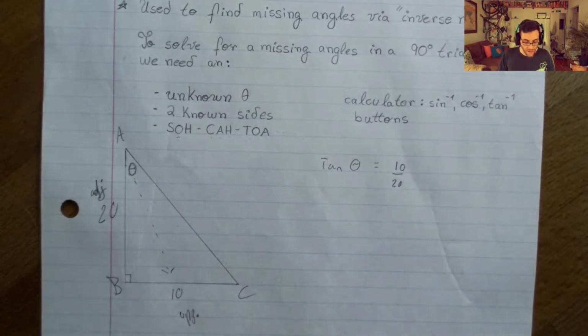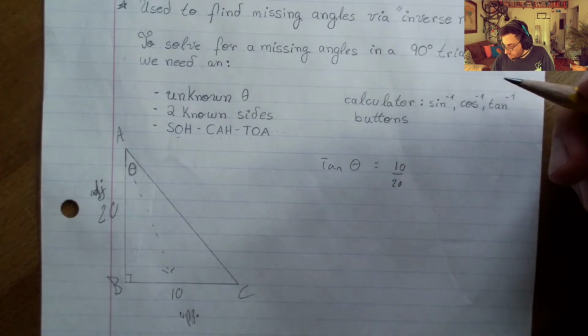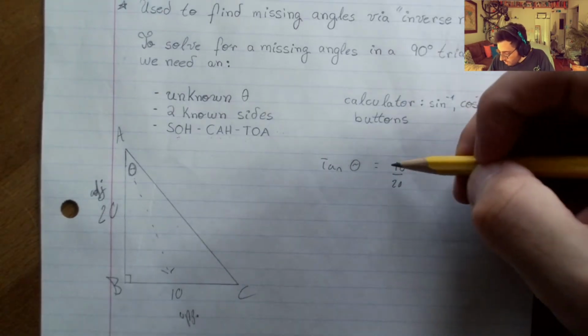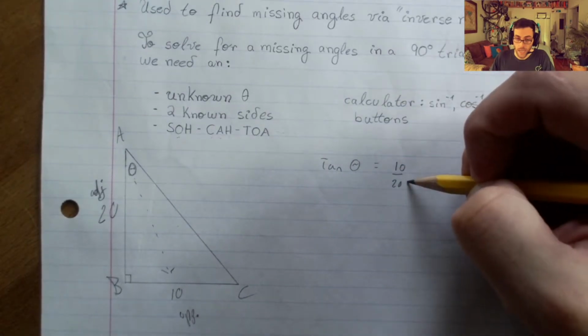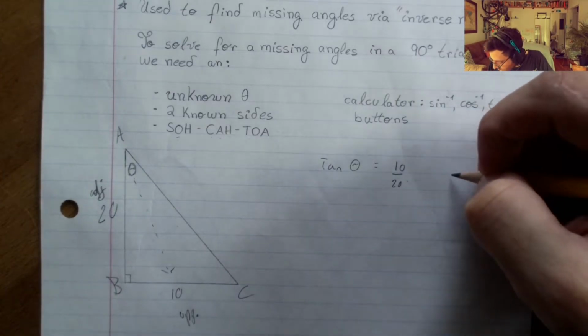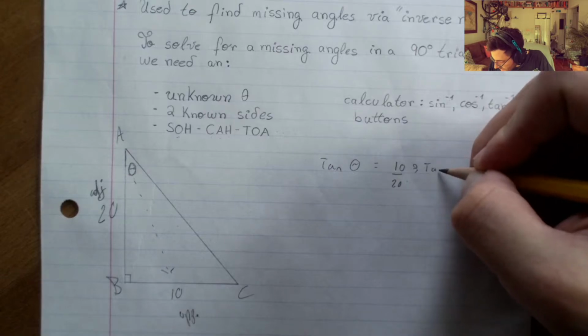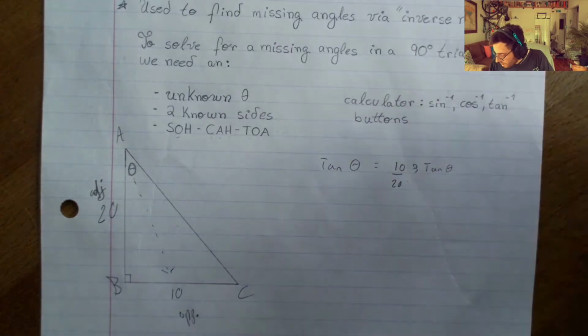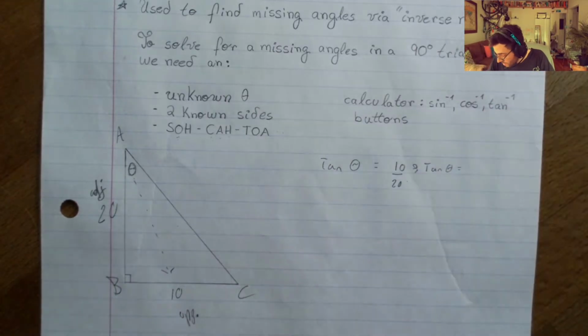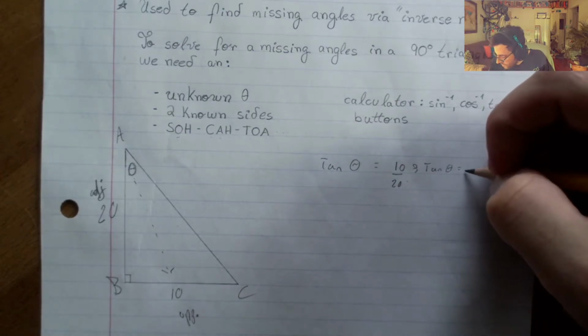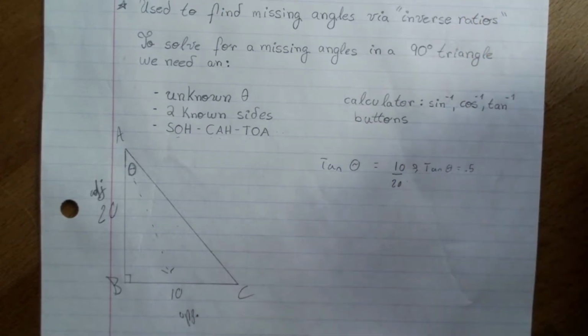All right, so our next step here is instead of cross multiplying in this example, what we're going to do is 10 divided by 20, which is 0.5. So we're going to say tan of our unknown angle, or this ratio of our opposite over adjacent, is equal to 0.5.